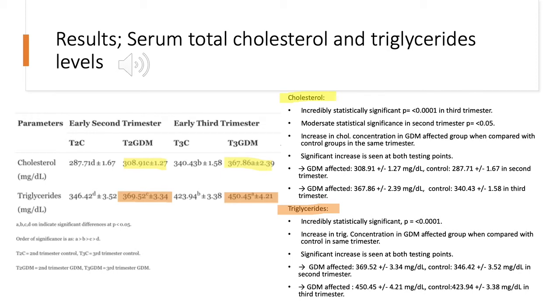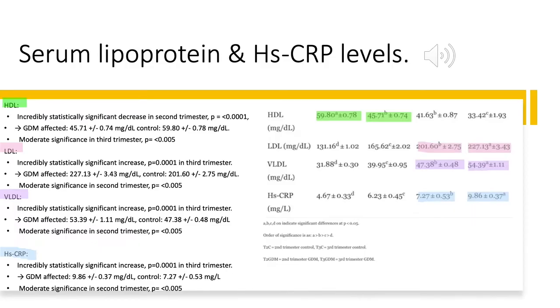Continuing, the HDL level recorded was also incredibly statistically significant, however decreased, and most significantly occurred in the second trimester. As the GDM group recorded an average of 45.71 plus or minus 0.74 milligrams per deciliter, and the control group averaged at 59.80 plus or minus 0.78 milligrams per deciliter.